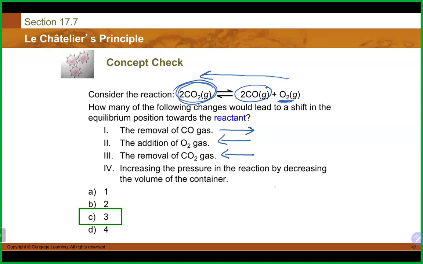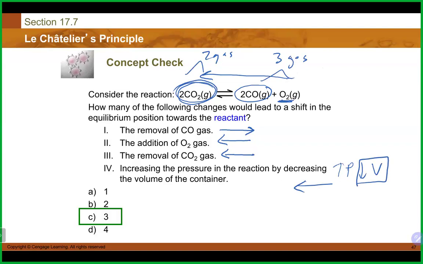Increasing the pressure by decreasing the volume. Once again, pressure goes up, volume goes down, small volume, small number of gas molecules. The left-hand side has 2 gas molecules, the right-hand side has 3. That means we're going to shift towards the side with the least, and so 2, 3, and 4 would be the ones that shift it to the left. Any questions on that one there? Okay.